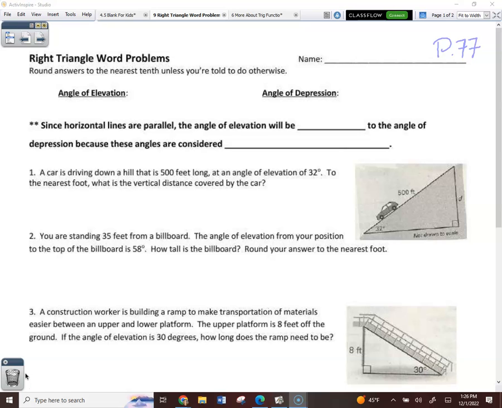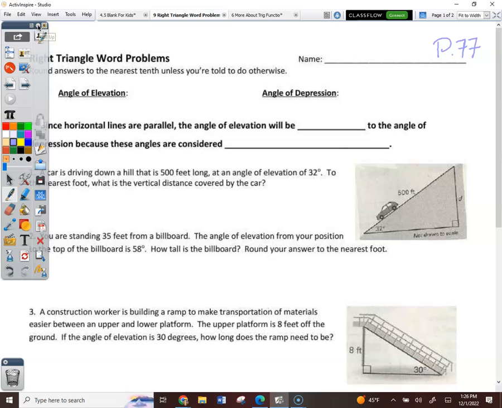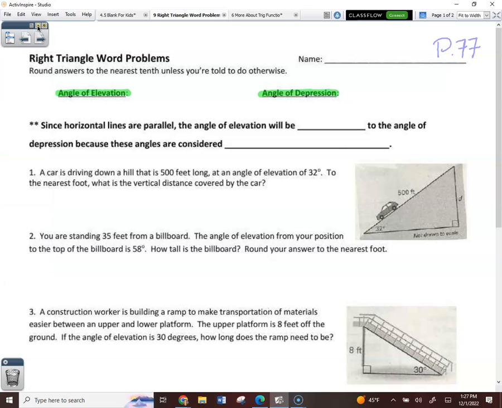We have two new vocab words on here. They are angle of elevation and angle of depression. And it is exactly what it sounds like, okay? Angle of elevation. Here's what I want you to do. I want you to draw an angle, draw the ground right here. So if you're looking out to the ground and you elevate your head, then your head would be tilting up. So the angle of elevation is formed when you look out at the ground and then you tilt up.